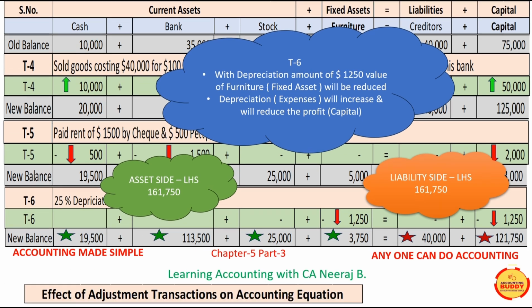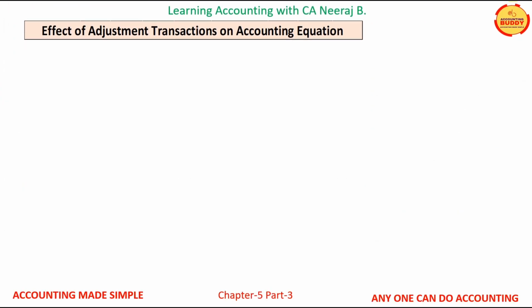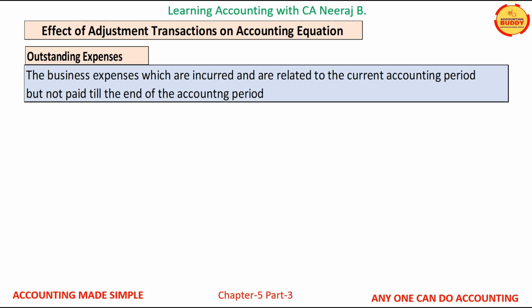Let us now learn the effect of adjustment transactions on the accounting equation. First, let us talk about outstanding expenses. Let us have a quick recap. The business expenses which are incurred and are related to the current accounting period but are not paid till the end of the accounting period are called outstanding expenses.